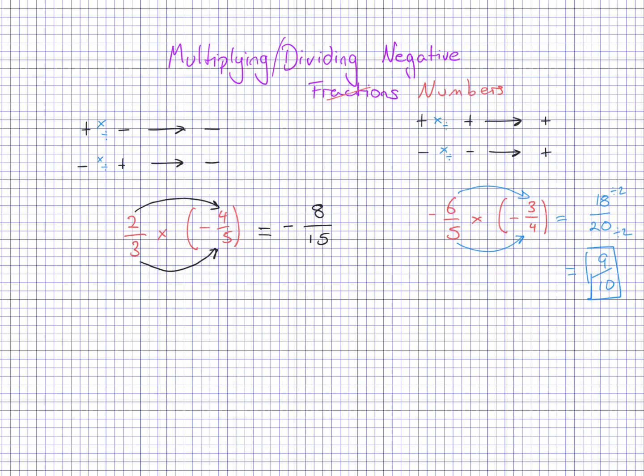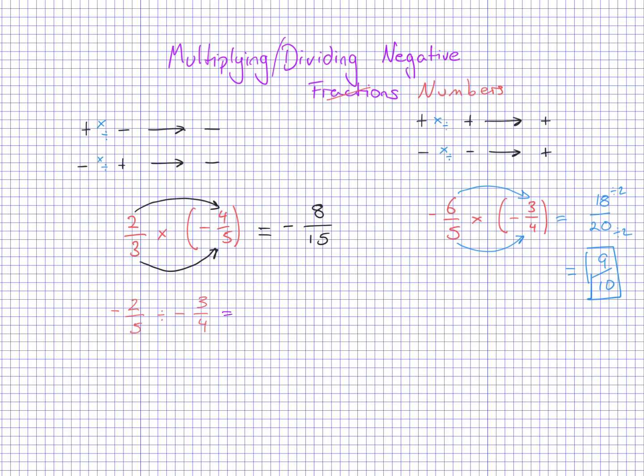A couple of examples of fraction division. We might have something like minus 2/5 divided by minus 3/4. So again, let's look at our shortcuts. We have a negative divided by a negative. That's up here. Negative divided by a negative. The answer is positive. So once we know that, we can dive straight in.